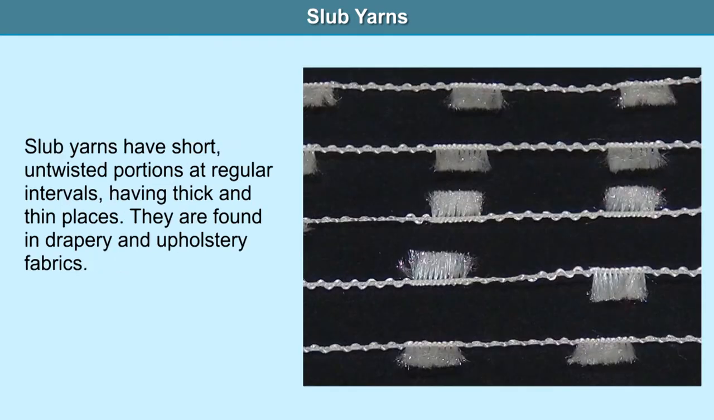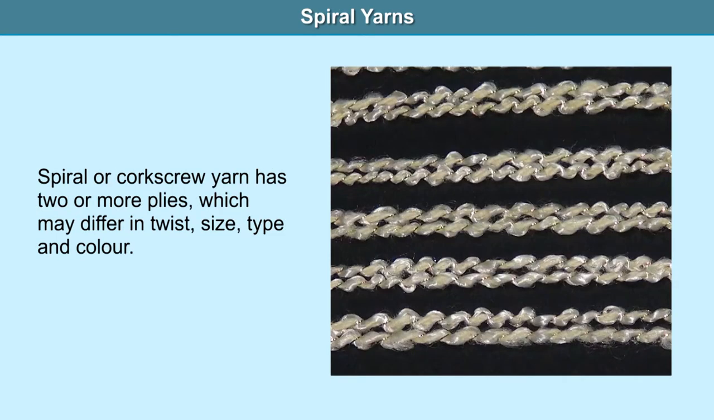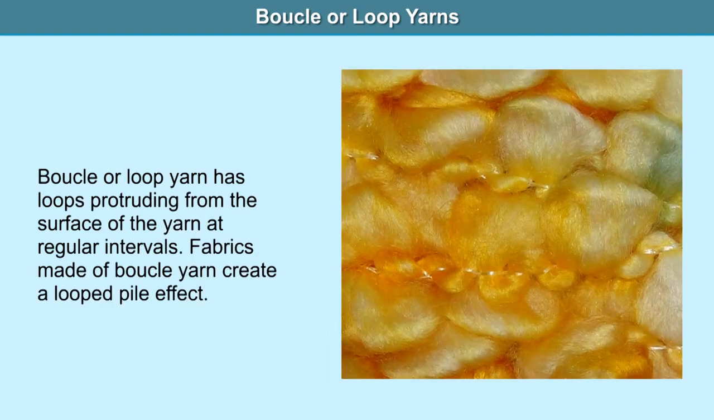Slub yarns have short untwisted portions at regular intervals, having thick and thin places. They are found in drapery and upholstery fabrics. Spiral or corkscrew yarn has two or more plies which may differ in twist, size, type and color. Bowcull or loop yarn has loops protruding from the yarn surface at regular intervals. Fabrics made of bowcull yarn create a looped pile effect.